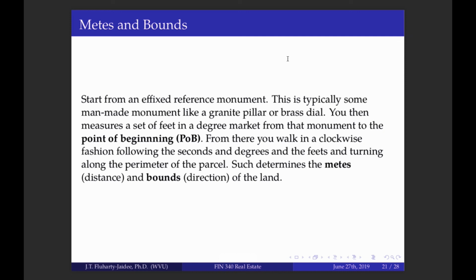Then you measure off a set of feet in a given degree mark, not market, from that monument, and you walk towards the point of beginning, which is the beginning of the property, and there are 2 n's in beginning, not 3. Sorry about that. So the point of beginning is where your property begins, and from there you walk in a clockwise fashion around, using the seconds and degrees to turn yourself and the feet to walk a certain distance along the perimeter of the parcel, and you keep turning. And that determines the metes, the distance, and the bounds, the direction of the land.